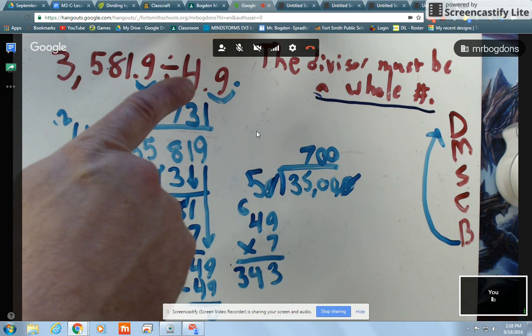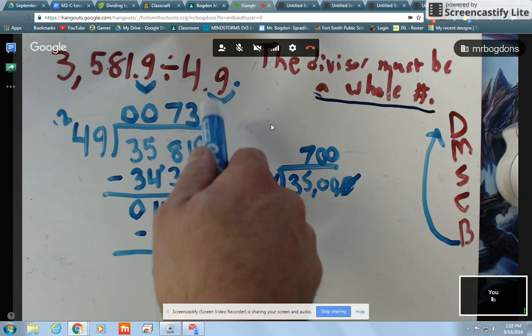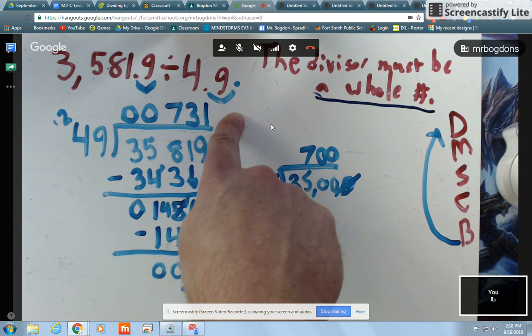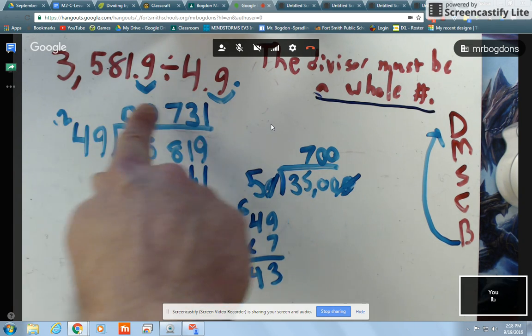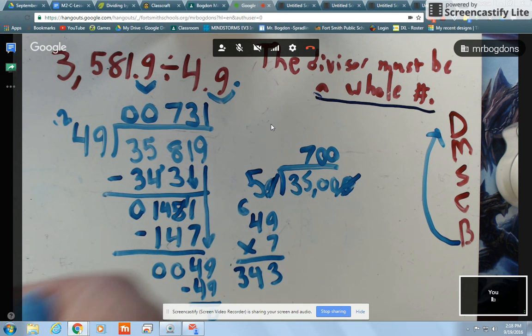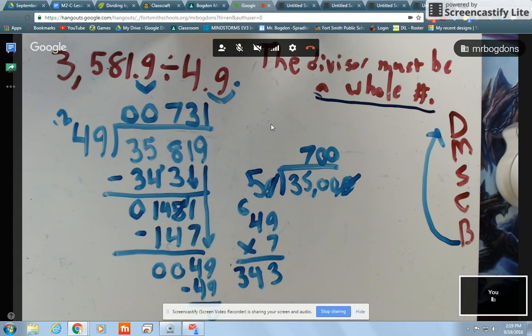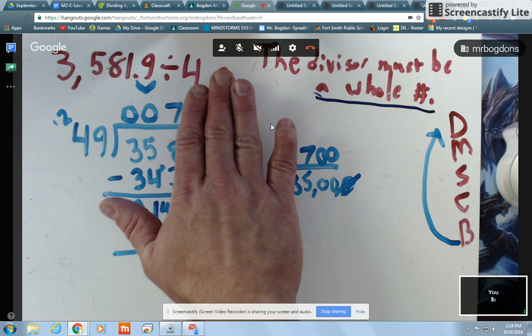I have a decimal number dividing into a decimal number. I know that whatever I do, my divisor must be a whole number. Anytime I move my decimal point all the way to the right, I now have a whole number. I count how many times I had to move it. 1. So I go to my dividend and I say, hey, dividend, move one place over for me. And by doing that, I'm keeping an equivalent fraction. I'm not changing the value of any of my numbers. Now I have a whole number dividing into a whole number. I'm going place value by place value by place value.